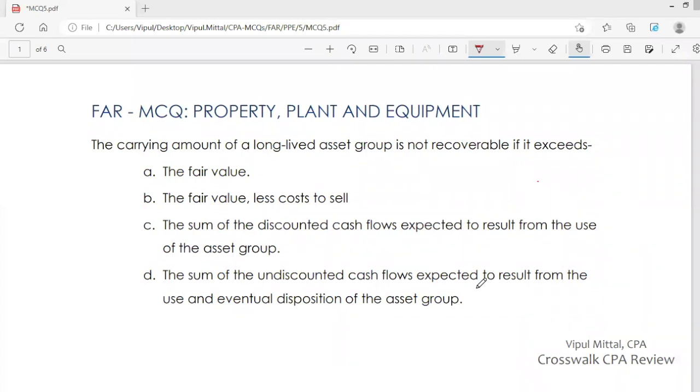Let's discuss a multiple choice question on property, plant and equipment. The carrying amount of a long-lived asset group is not recoverable if it exceeds what?